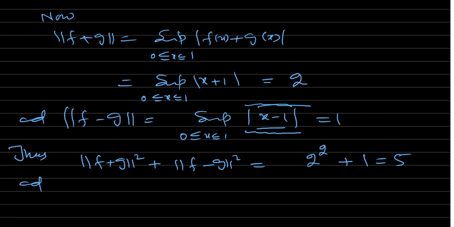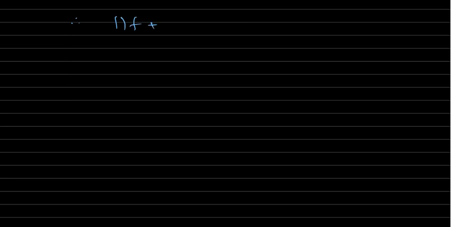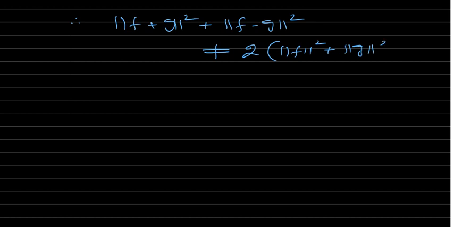So thus this is equal to 5. And let's calculate twice norm of f whole square plus norm of g whole square. Both the values are equal to 1, which we have already calculated, so it's 1 plus 1, twice that is 4. So 4 is not equal to 5, therefore the sum of the norms is not equal to this. Therefore norm of f plus g whole square plus norm of f minus g whole square is not equal to twice norm of f whole square plus norm of g whole square.